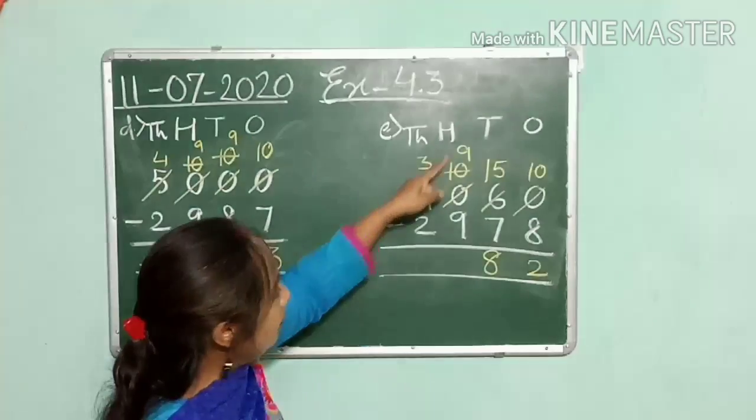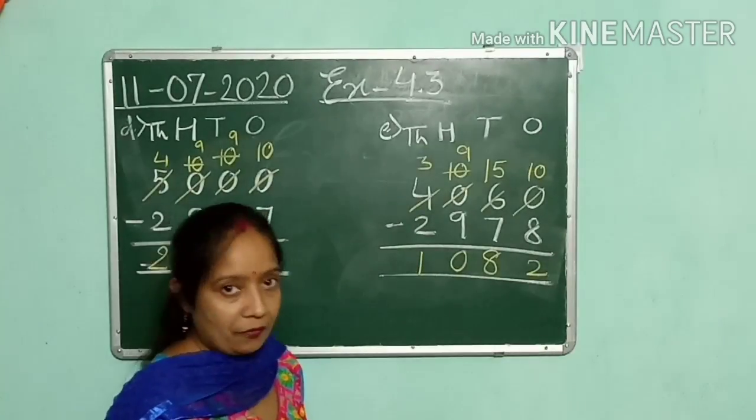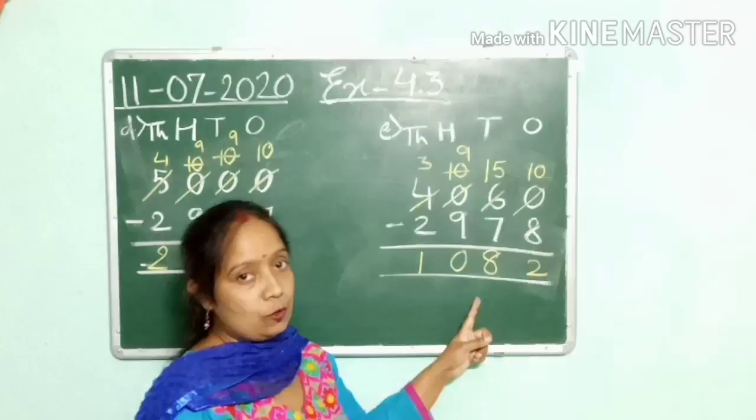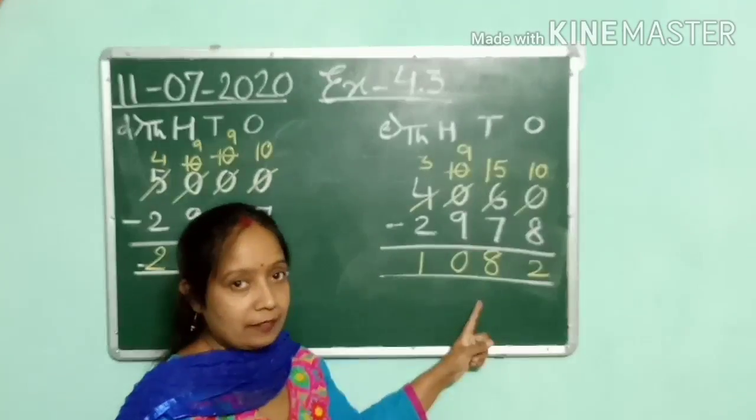Now again this 9 minus 9, 0. And 3 minus 2 is 1. So our difference is 1082. I hope it's clear, children. You have to practice these things at home.